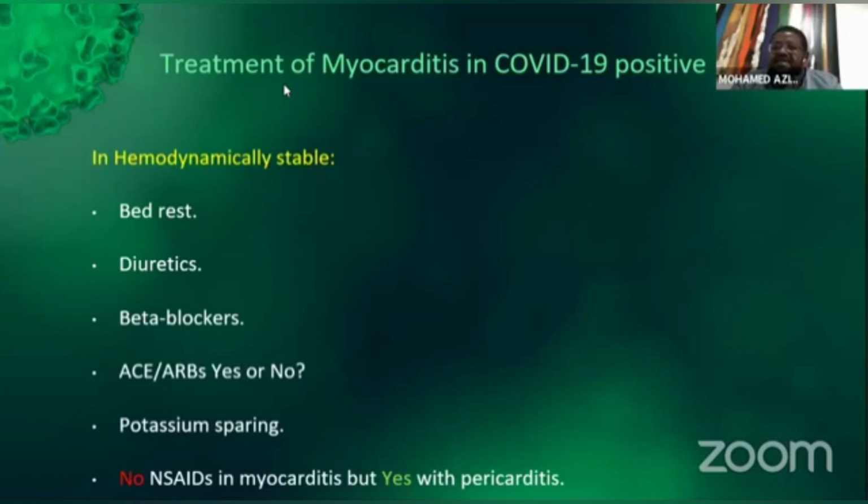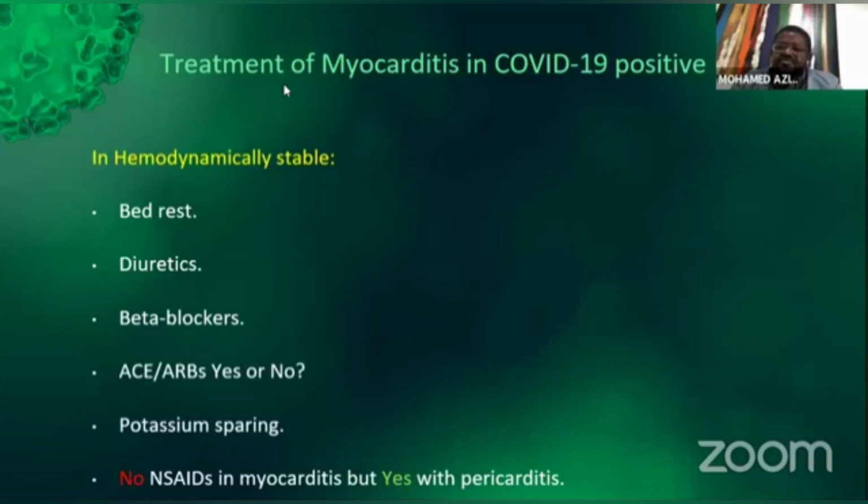If the patient is mildly congested, we can use oral diuretics. If the patient is severely congested, we can use either IV boluses or infusion. There's no difference between infusion and boluses. Beta blockers can be given if the patient is not wet. So if the patient is NYHA class 4, we don't start beta blockers. If the patient is already on beta blockers and is hemodynamically stable, we carry on beta blockers.